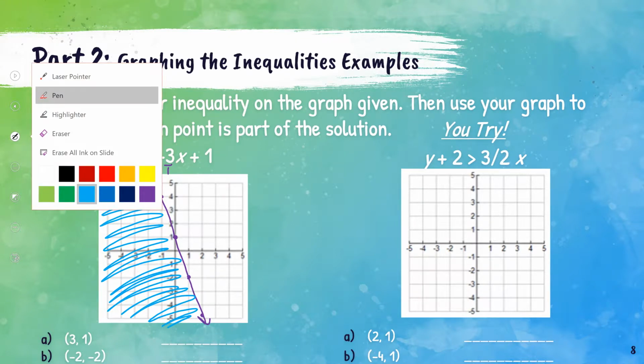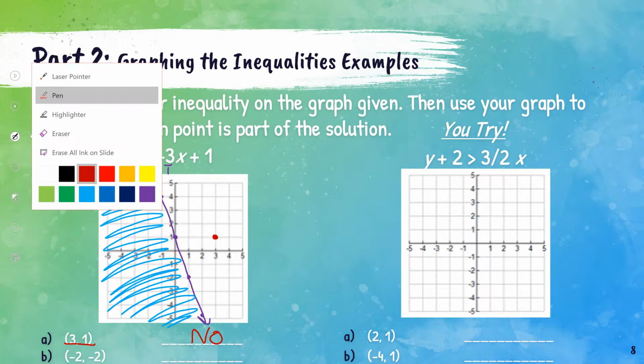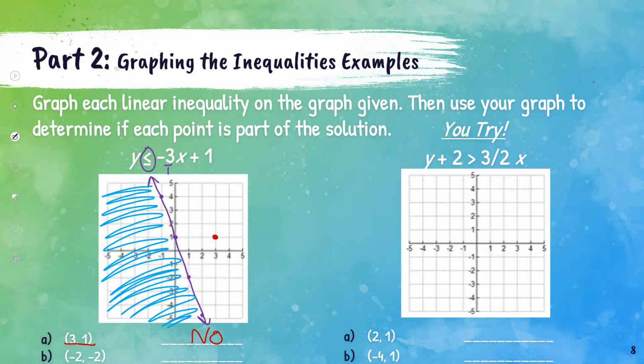So let's look at the point 3, 1. This is the first point given to us, point A. So I'm going to be at 3 on the x-axis, 1 on the y-axis. This is not in our shaded region, so this is not a solution to this inequality. Let's look at the next point given. We're given the point negative 2, negative 2. This is in our shaded region, so yes, this is a solution for our linear inequality.